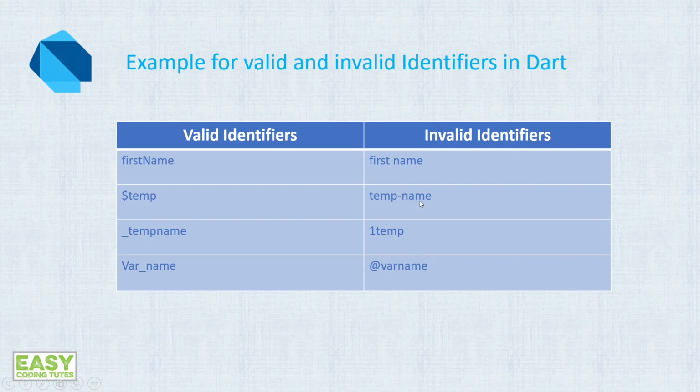And this one, temp hyphen name, is invalid because we cannot use any sign other than dollar or underscore. Here we have used the underscore sign in temp name. And here we are using a digit at the start, so we cannot use a digit at the start of our identifiers, so it's invalid. Underscore name is valid, and @var name is invalid because we cannot use any other special symbol.